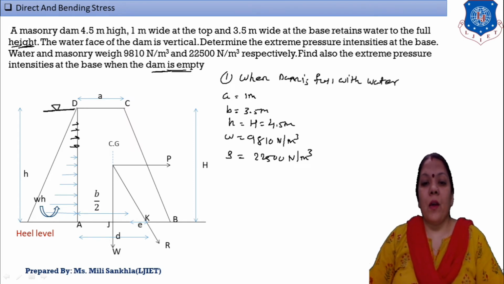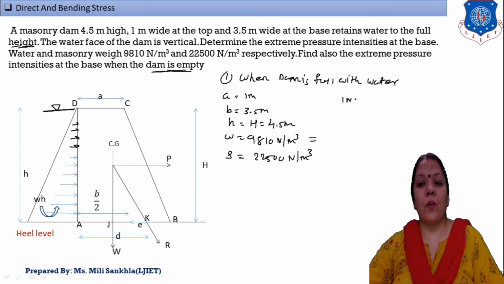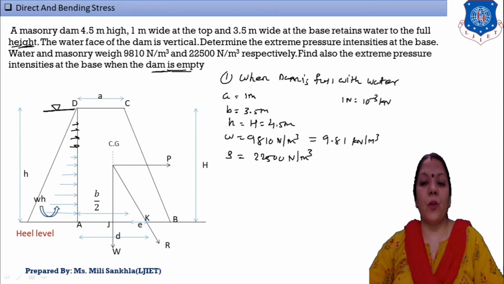Okay, now next, data is given. First of all, the water density and masonry density given in Newton we convert into kilonewton. So multiply with 10 raised to minus 3 because 1 Newton is equal to 10 raised to minus 3 kilonewton. Okay, so our answer is 9.81 kilonewton per meter cube, and here 22.5 kilonewton per meter cube.